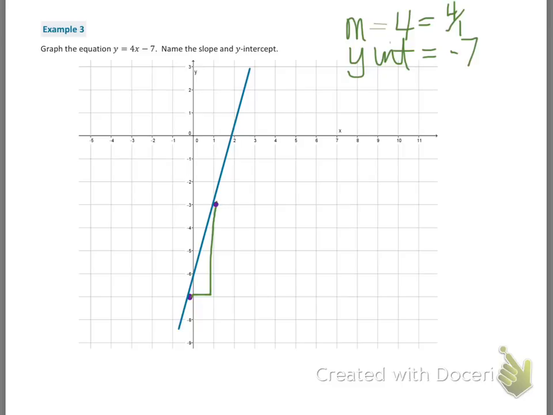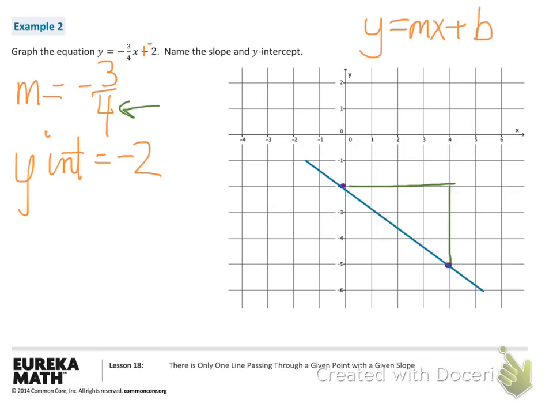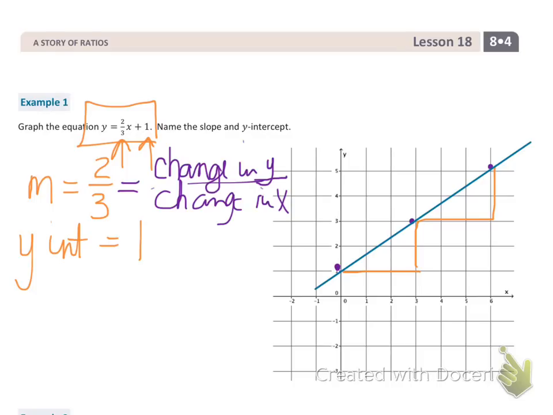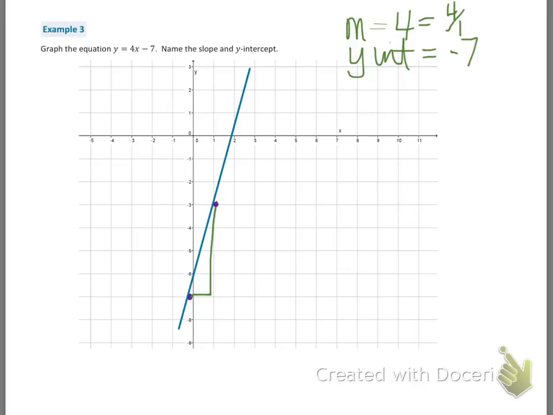So my line would look something like that. A double check: it's a positive slope, which is what I have there. It's a pretty steep slope with a number 4, as opposed to some of the earlier examples we had. Let's look at a positive one. This is 2/3, so it's not near as steep as a slope of 4.